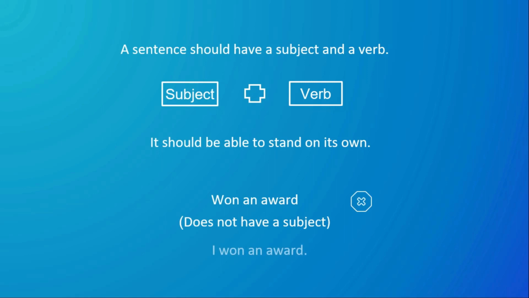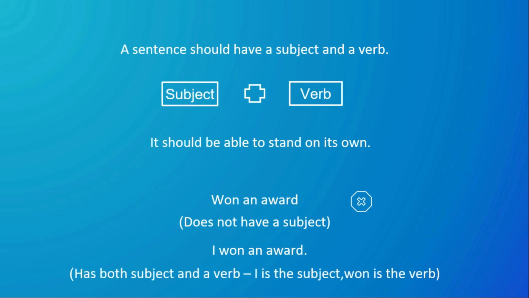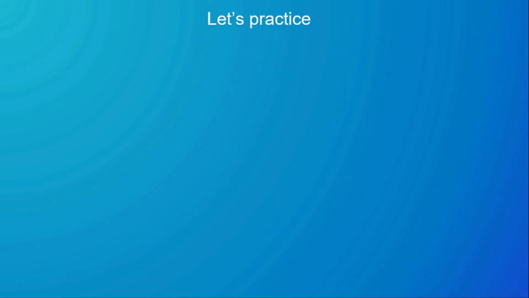Have a look at this example. I won an award. Now in this sentence, the word I is the subject and the word won is the verb. As in this example, we have both a subject and a verb. It's a complete sentence. Alright, it's time to practice what we have learned.